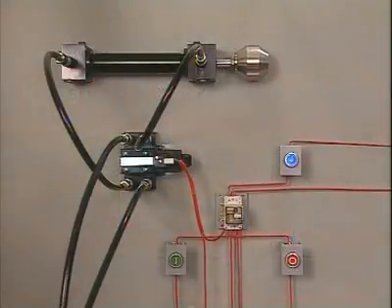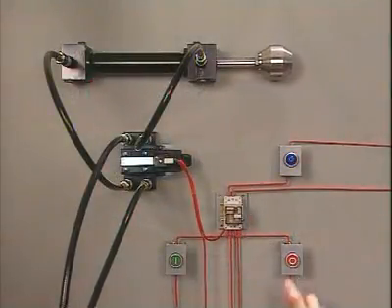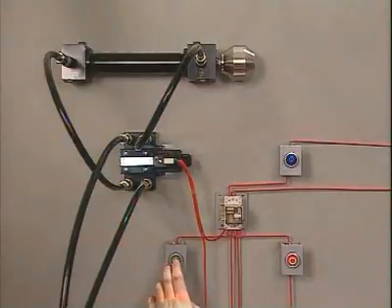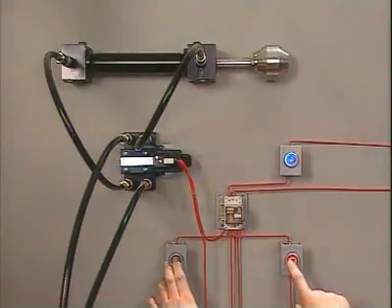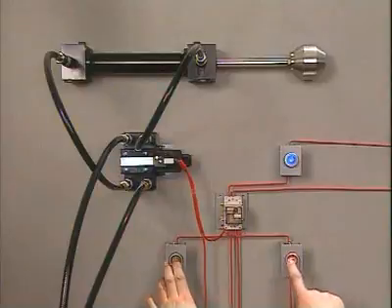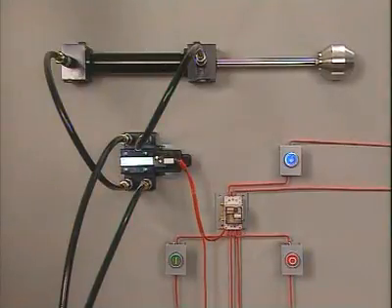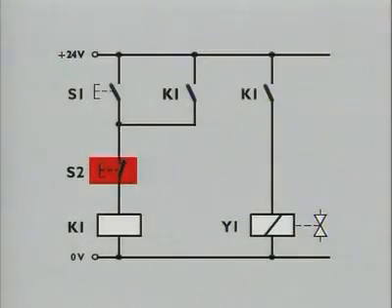An example. In this circuit, the on signal remains effective even if the off signal is given at the same time. This means that the machine step is automatically completed once started. This is another latch circuit. But in this case, the off push button S2 is not connected in parallel as before, but in series to push button S1.